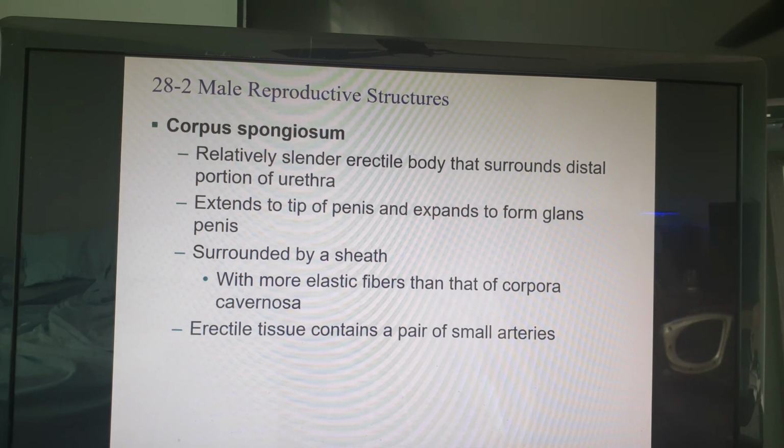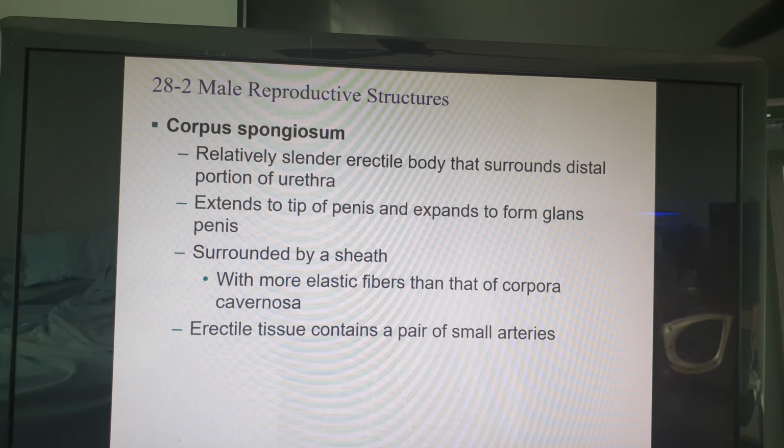On the bottom side of the penis is a looser spongy tissue. It's called the corpus spongiosum. The spongy urethra runs through the center of it. It is also surrounded by a sheath, but it is stretchier. It's more elastic than the hard collagen walls of the corpora cavernosa.